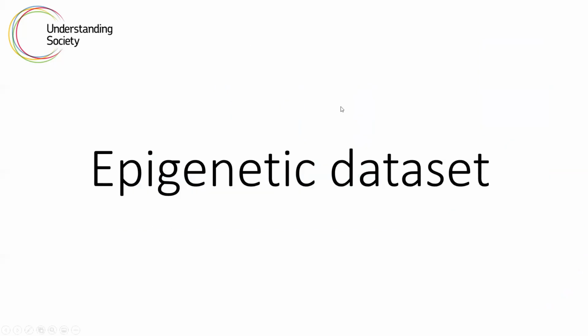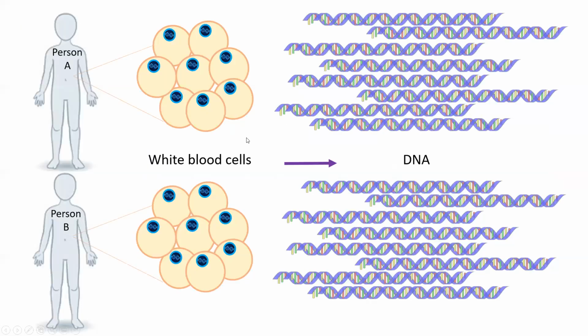So for our epigenetic data set, this is DNA methylation. From each individual, you have a sample of blood from which we get white blood cells, and this is where the DNA comes from in a blood sample. You'll have hundreds, thousands of white blood cells, and each of them will contain your full genome. So in the DNA sample, you'll have thousands of copies of each person's DNA.